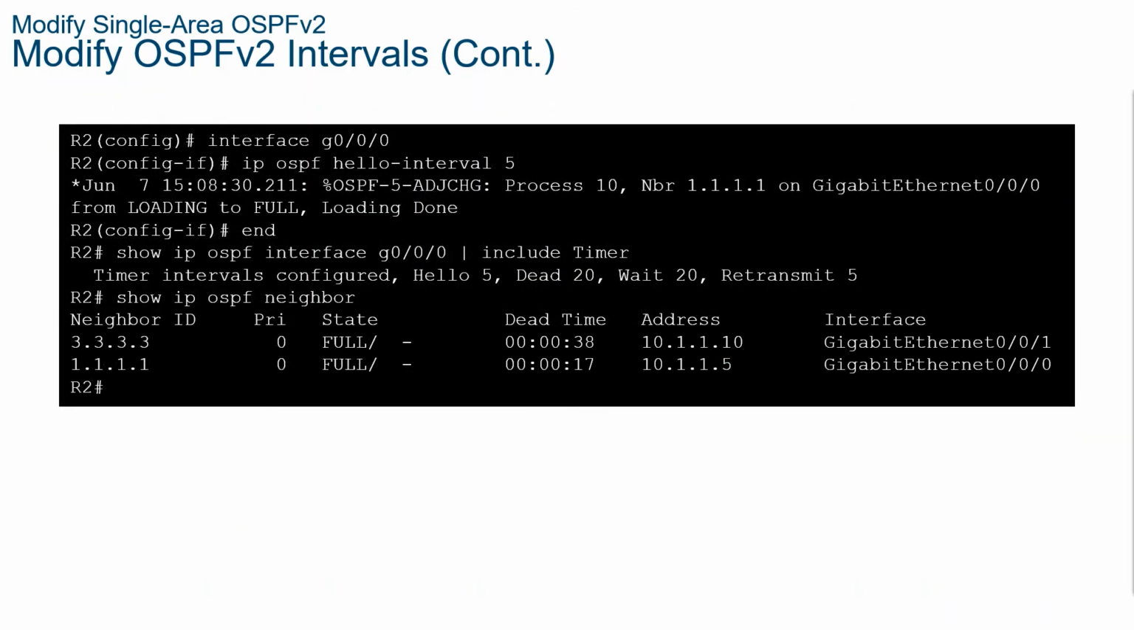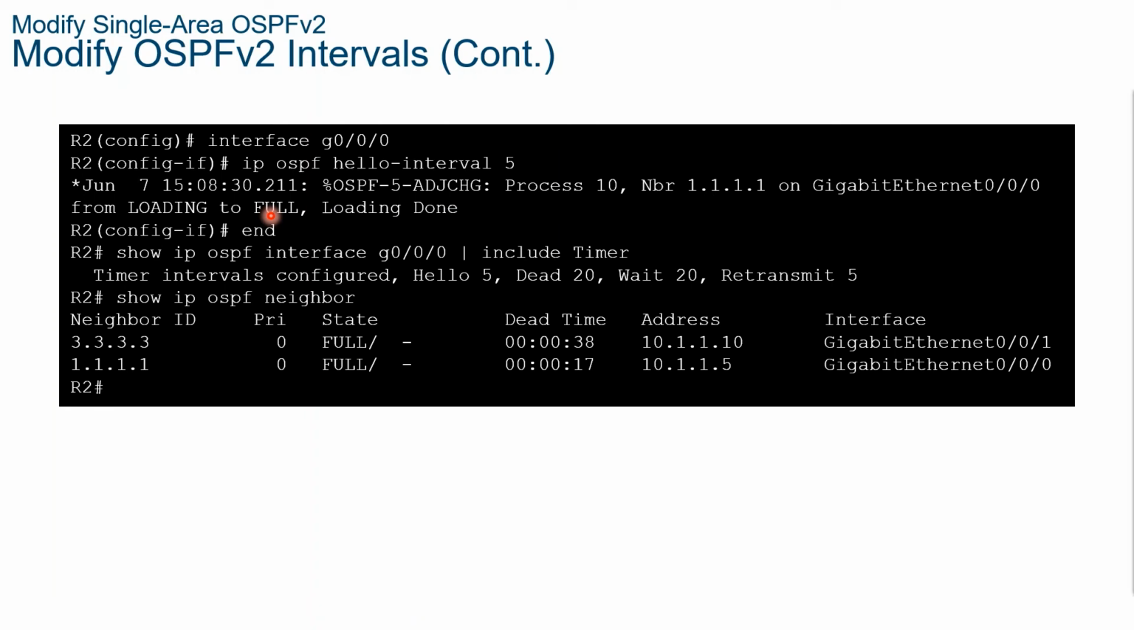Okay, so to restore adjacencies between R1 and R2, the R2 GigabitEthernet 0/0/0 interface hello interval is set to 5 seconds. As shown in the following example here, almost immediately the IOS displays a message that adjacency has been established with a state of full.